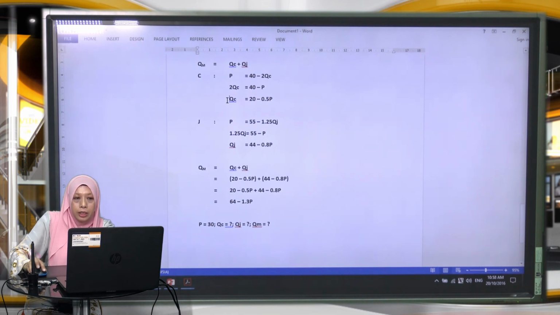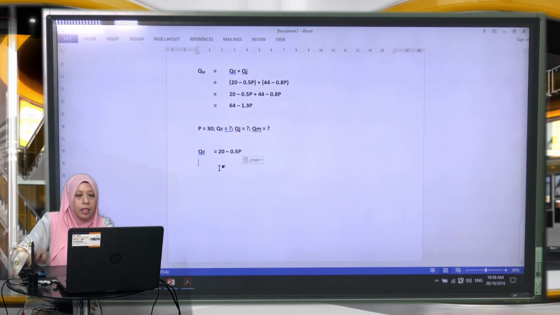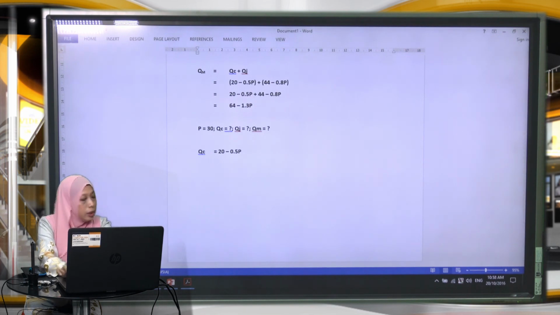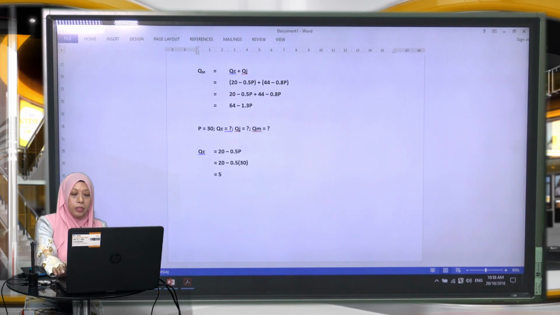Now your QC function, you already got it, so that's 20 minus 0.5p. So now what you're going to do is substitute p with 30. Plug all these values into the calculator. So what are you going to get? You're going to get 5. So that means at price equals to 30, Ceria will demand 5 units.